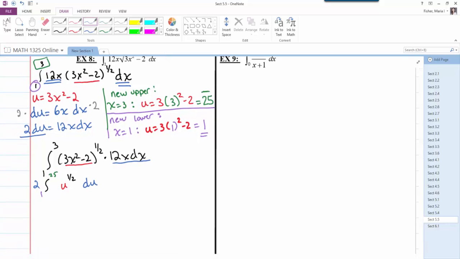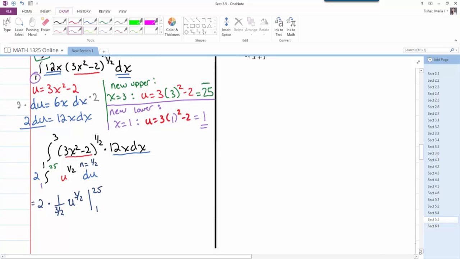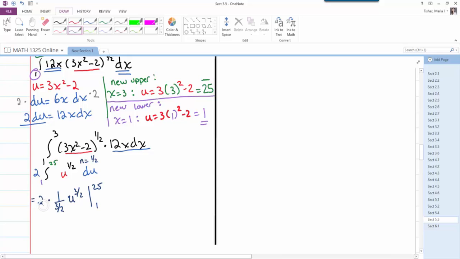So working this out, this ends up becoming 2 times 1 over, here again my n is equal to 1/2. So this is going to be 1/2 plus 1 is 3/2, u to the 3/2, and this is evaluated from 1 to 25. So if I grab a calculator and figure out what 2 times 1 over 3 over 2 is, I end up with 4/3. So this is really 4/3 u to the 3/2 evaluated from 1 to 25.